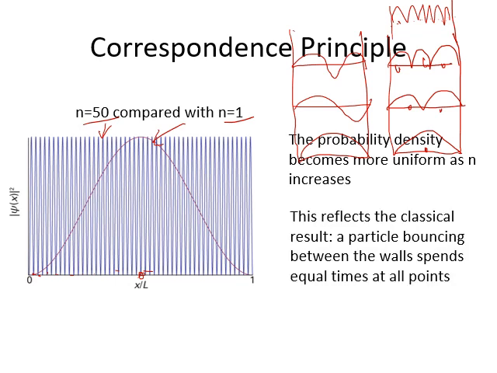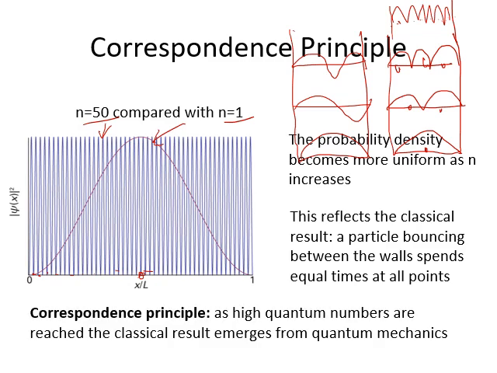This reflects the classical results. A particle bouncing between the walls spends equal time at any point. These results apply not only to a particle in a box, but also to all other quantum mechanical systems. This is called the correspondence principle: as the quantum number n increases, classical results emerge from quantum mechanics.